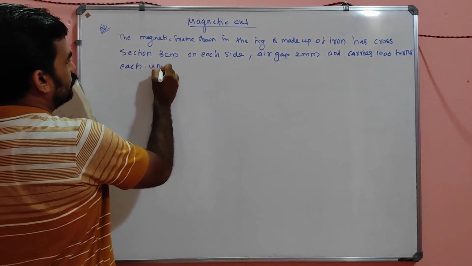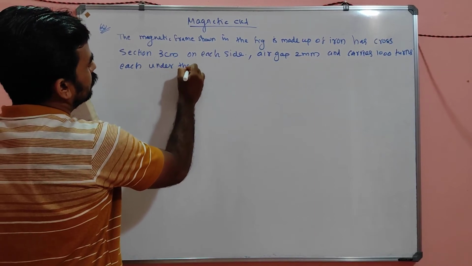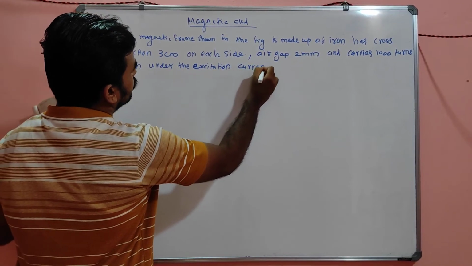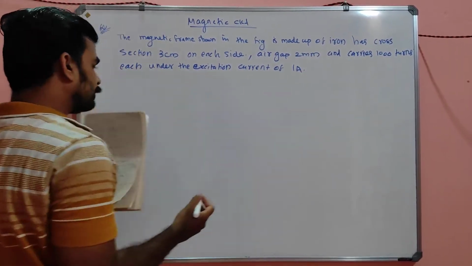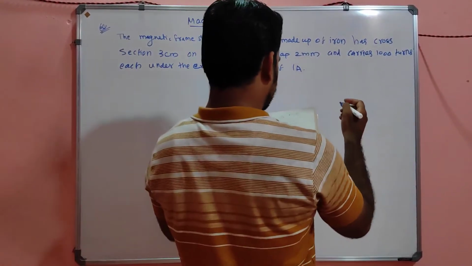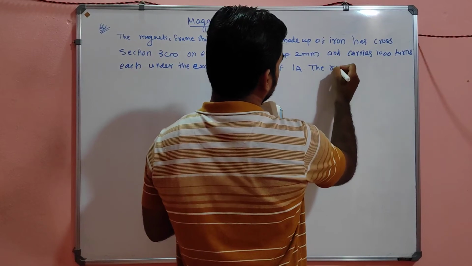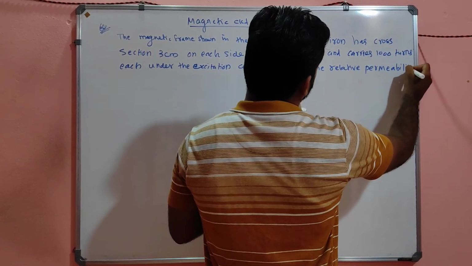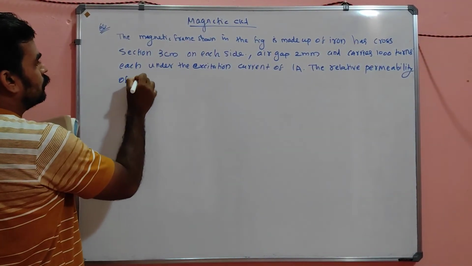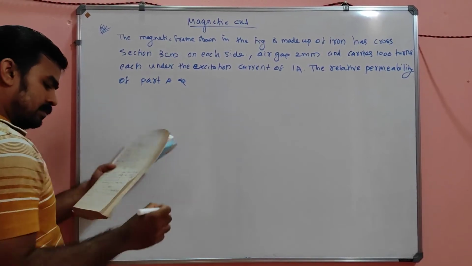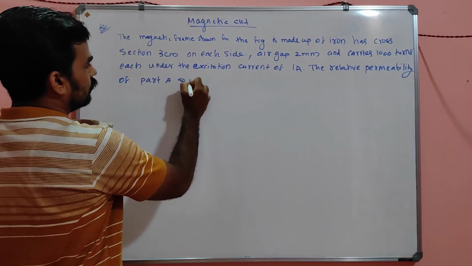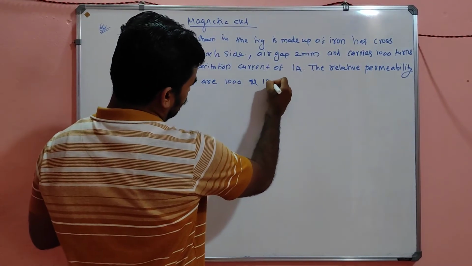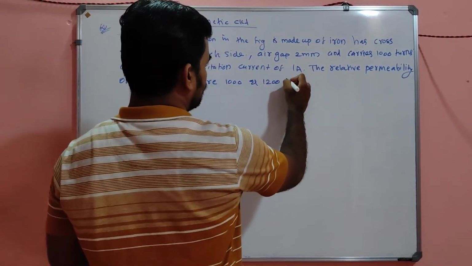Excitation current of 1 ampere. The relative permeability of part A and part B are 1000 and 1000 respectively.